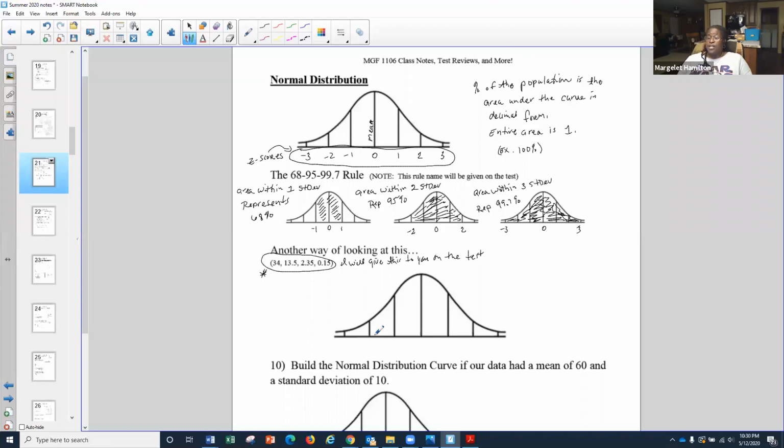Here we are filling it in so you'll know what it looks like. I'm going to go to the right first, and then I'll come back and do the left. This is 34%. Your next area here is 13.5.